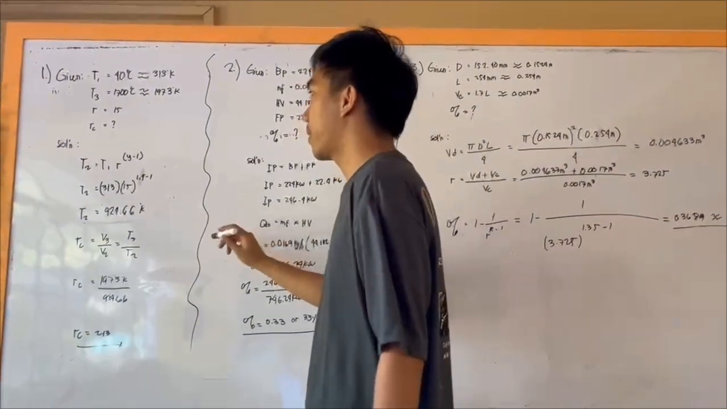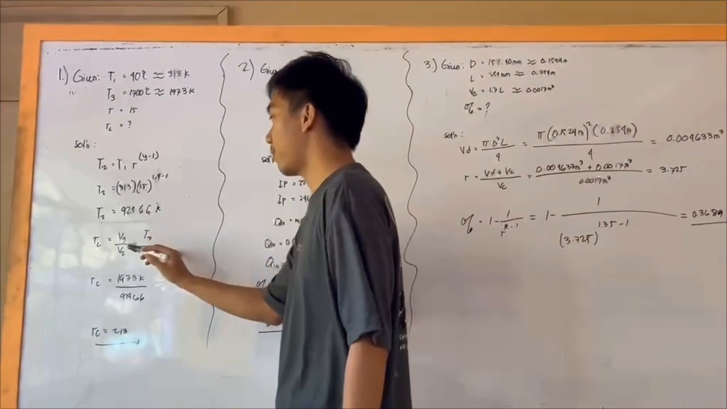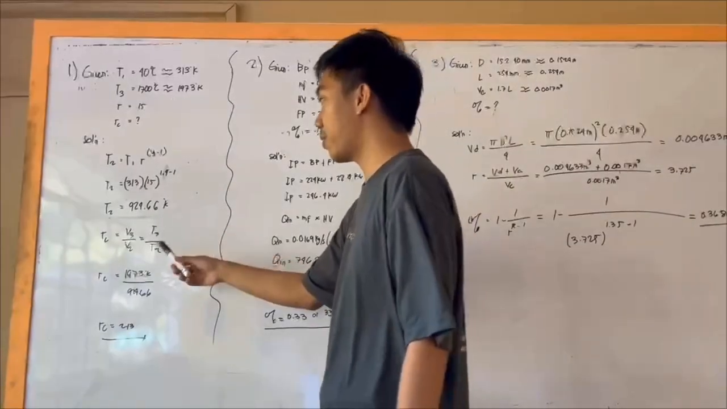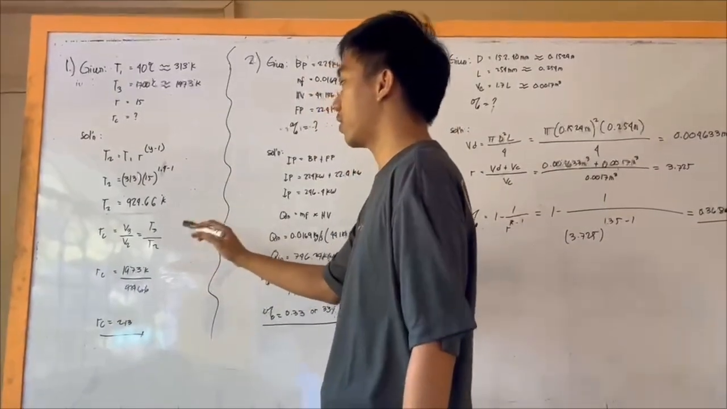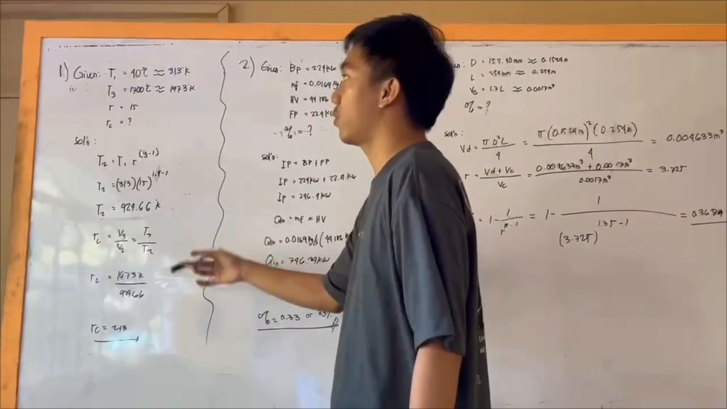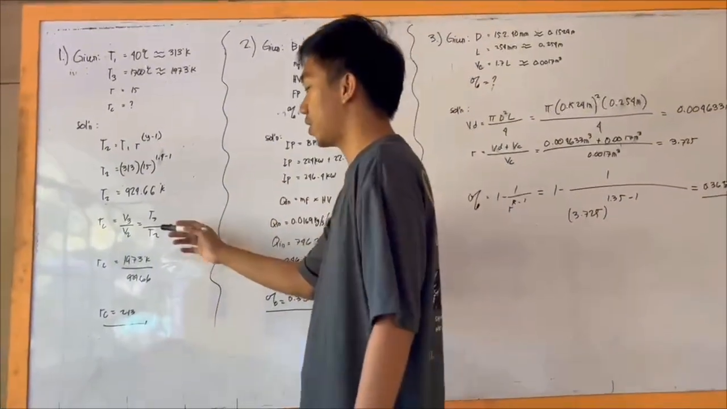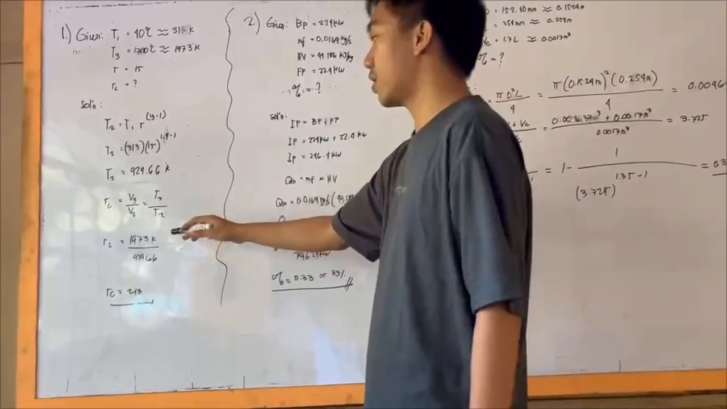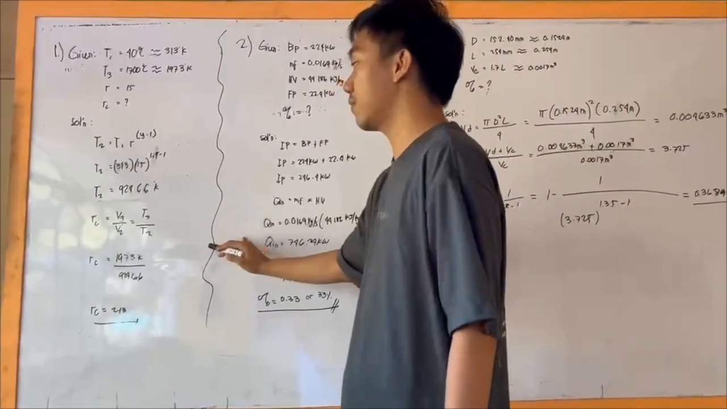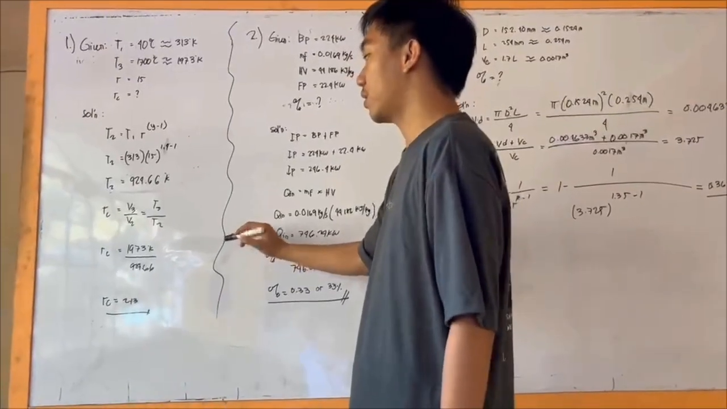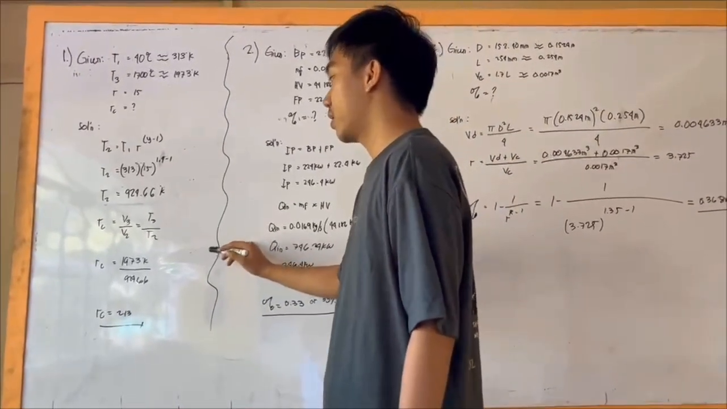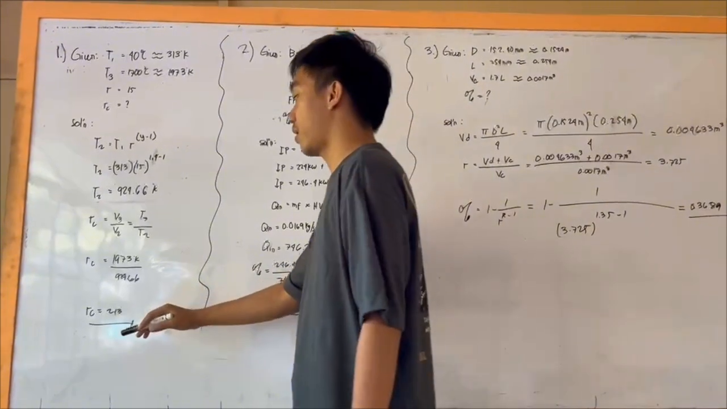284.66 Kelvin. And for our rc, we have a formula of V3 over V2 equals T3 over T2. So we have a T3 and T2, we just need to distribute. So rc is equal to 1973 Kelvin over 924.66, which is equal to 2.13 rc.